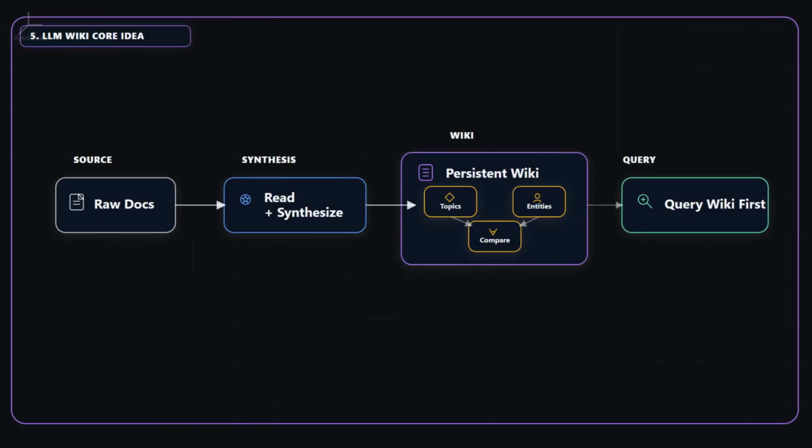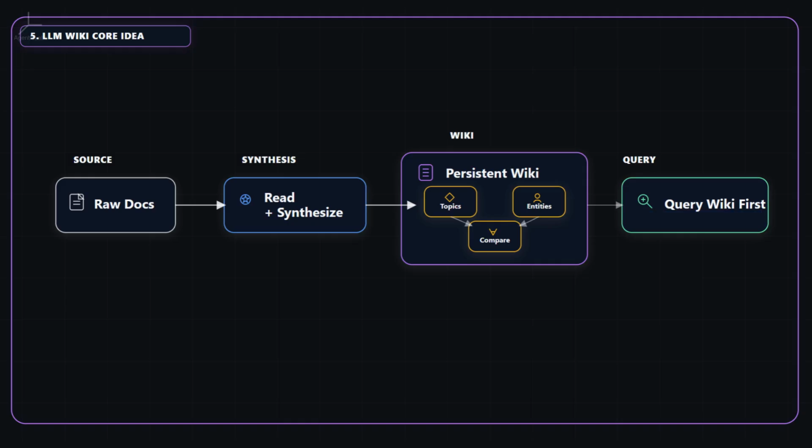What does LLM Wiki change? LLM Wiki changes when the LLM does the cognitive work. Instead of doing most of the synthesis only at query time, the LLM also does synthesis during knowledge building time. In the LLM Wiki pattern, raw documents remain the source of truth. The LLM reads them. The LLM creates and updates a wiki of markdown pages. Those pages store concepts, summaries, entities, comparisons, and links. Future queries use that wiki as the main context layer.